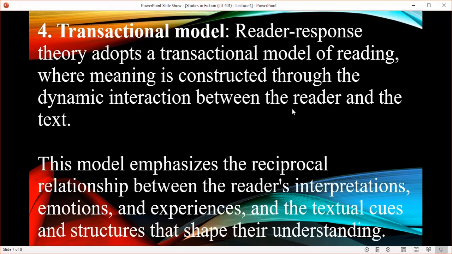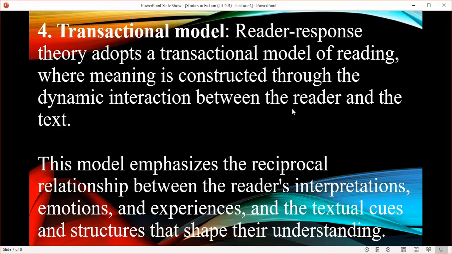We have the transactional model still under reader response theory, which adopts the idea that meaning is constructed through the dynamic interaction between the reader and the text. So the reader is transacting between him or herself and the text, not between him or herself and the author. There is a kind of relationship between what is read and the person who has read it.